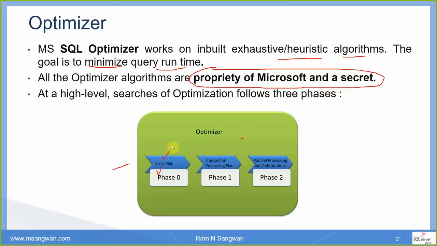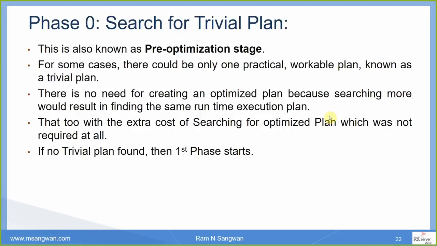Phase 0, that is trivial plan. Transaction processing plan, that is phase 1. And then we have parallel processing and optimization, phase 2. We'll understand these 3 phases. Phase 0, search for trivial plan. What does it mean? It is also known as the pre-optimization stage.